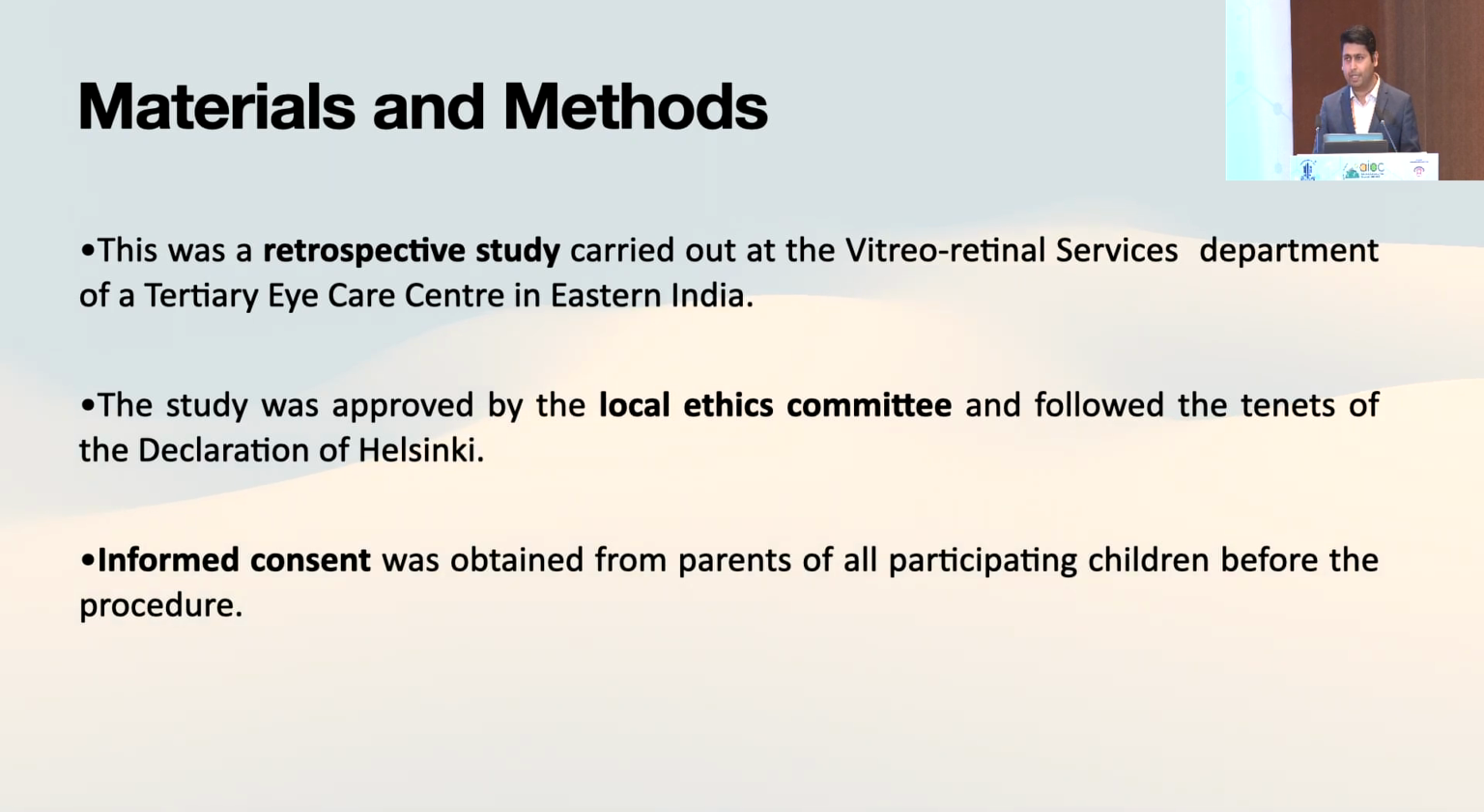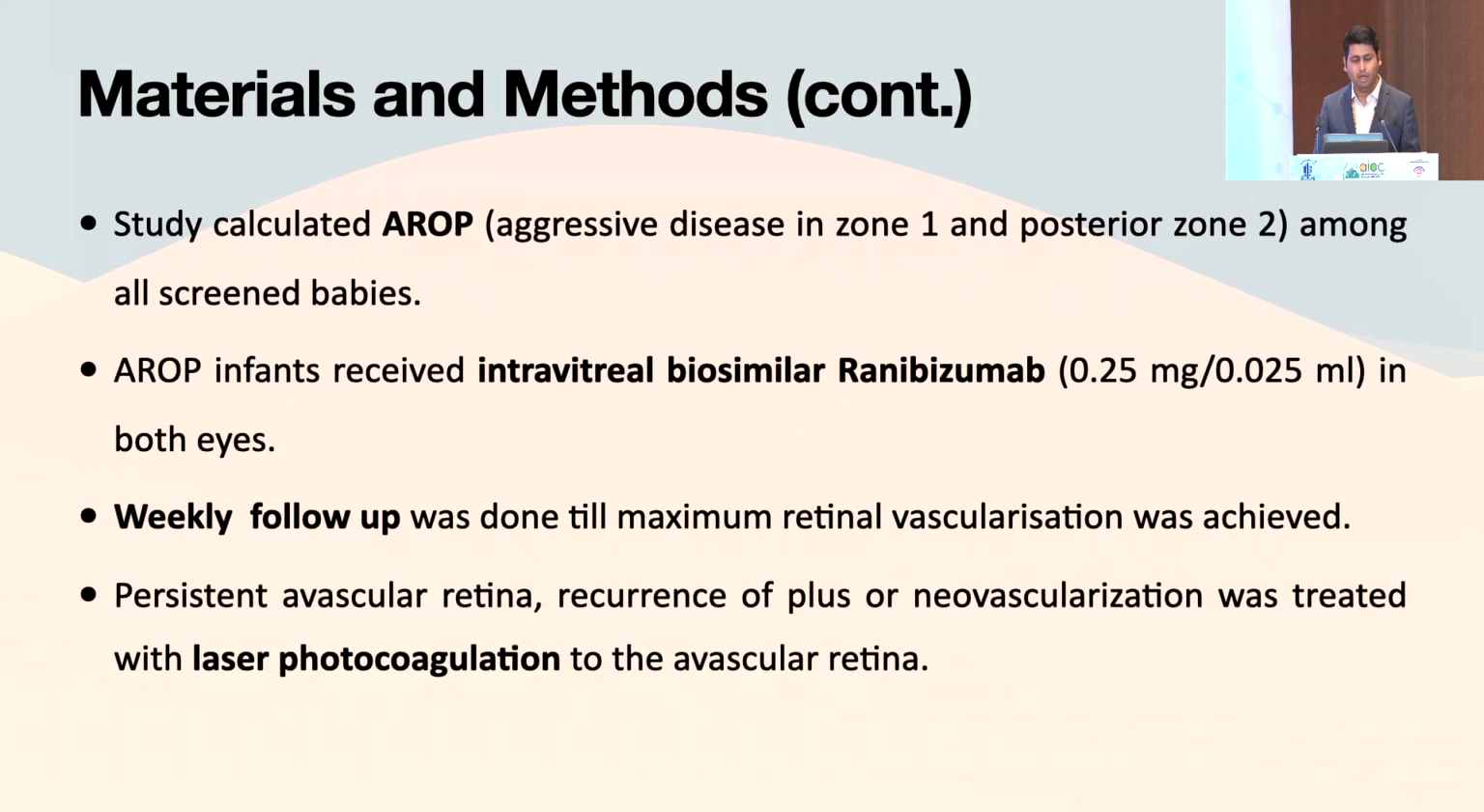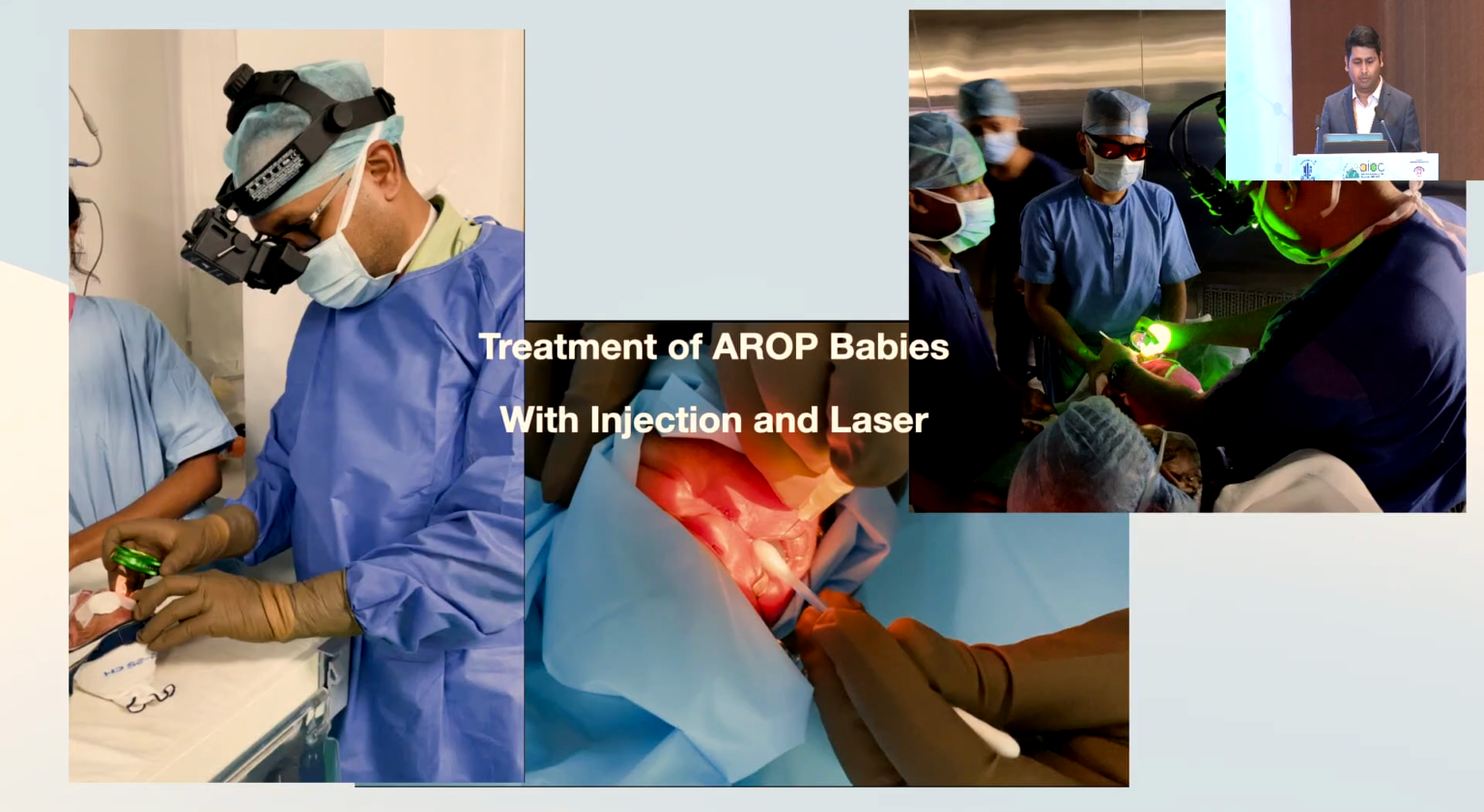This was a retrospective study carried out in the Vitreo service department in a tertiary eye care center in Eastern India after local ethical committee clearance and informed consent from the parents of the babies. We calculated the incidence of aggressive ROP, and the infant was given intravitreal biosimilar ranibizumab, and after weekly follow-up, in case of persistent avascular retina, laser photocoagulation was done. Treatment of aggressive ROP babies was done with injection and laser.